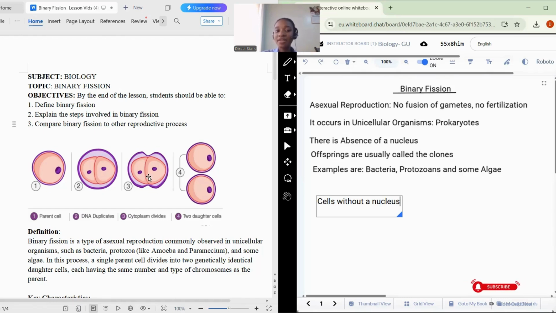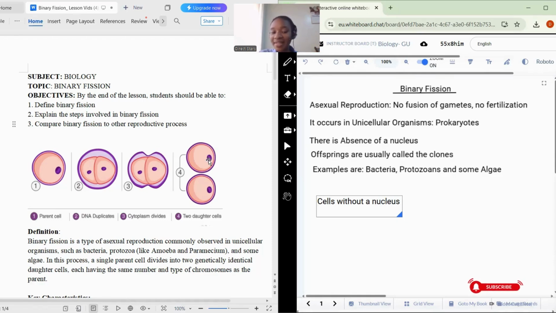Then at the third stage, the cell pinches at the middle, and while it does this, there is a formation of cell walls for these two separate cells. So once the cell wall has been formed, then they separate. That is the formation of the two daughter cells. So the end product of binary fission usually ends in the formation of two daughter cells, which is in contrast to meiosis that actually ends with the production of four daughter cells.